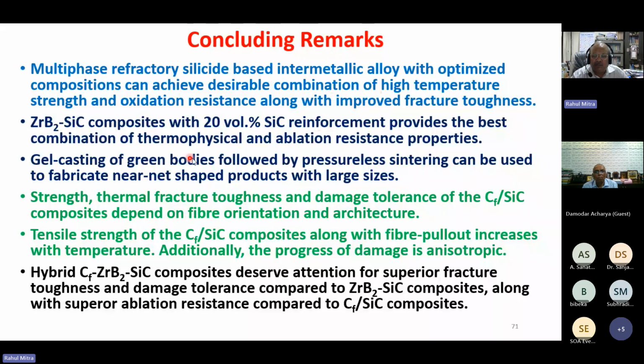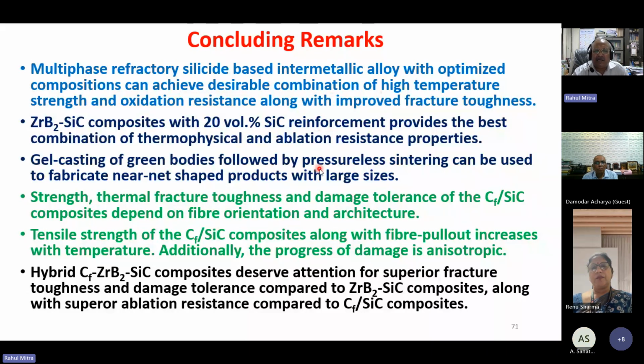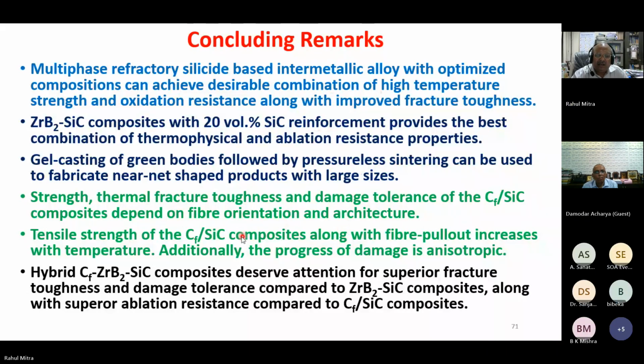And gel casting, followed by pressureless sintering, gives us a technique where we can make large sizes and complex shapes. And strength, thermal fracture toughness, thermal properties, damage tolerance of Cf-SiC composites depend on orientation and architecture of carbon fibers. Tensile strength increases with temperature because fiber pullout also increases with temperature.